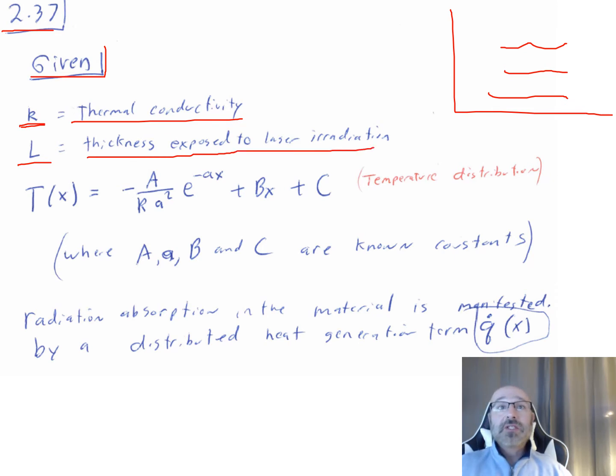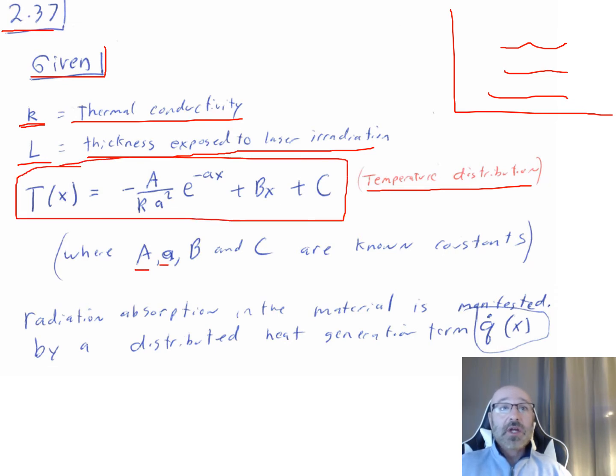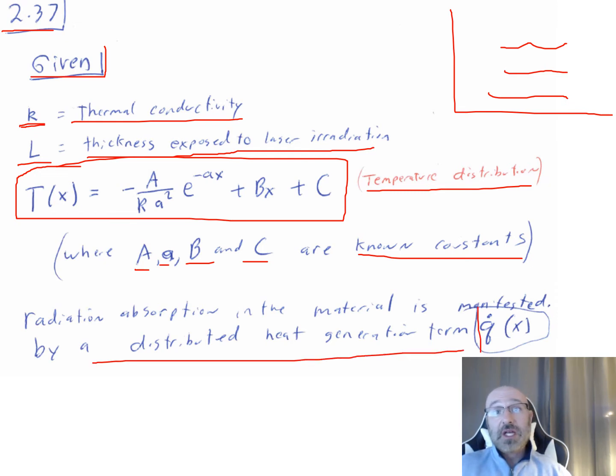And then they also give us this temperature distribution right here by this relationship down here of T of x that we've discussed, where our a, lowercase a, b, and c are all going to be known constants. And radiation absorption in the material is manifested by a distributed heat generation term, Q dot of x, which is one of the things we're going to solve for relative to the other known constants up there. So this is the first part of our setup page.